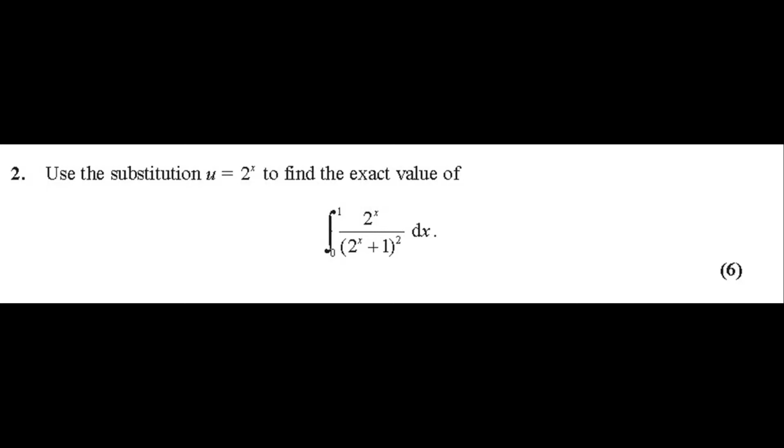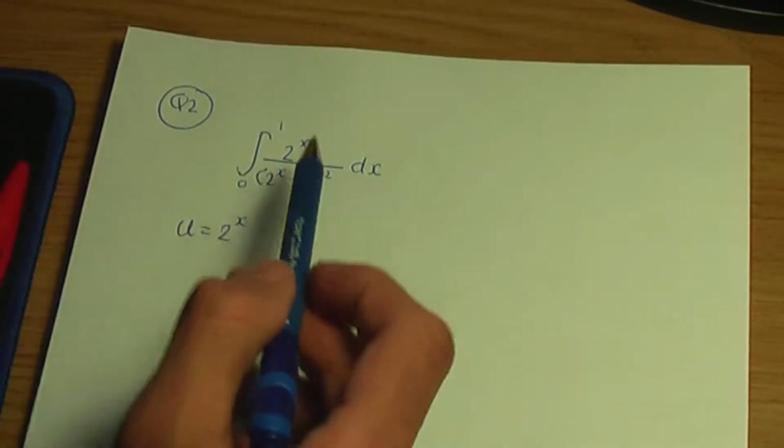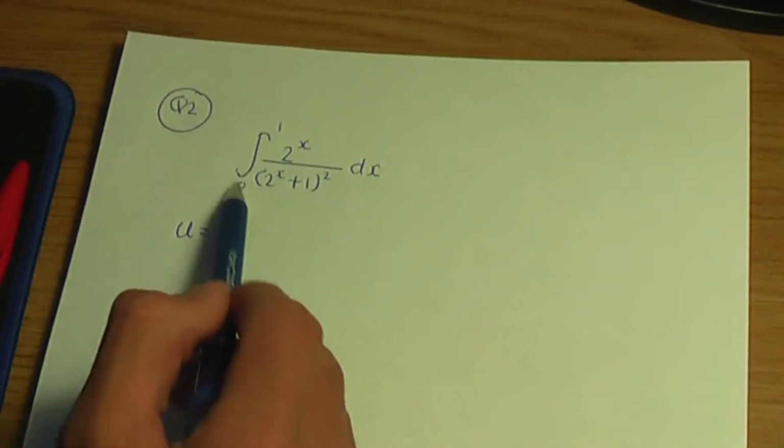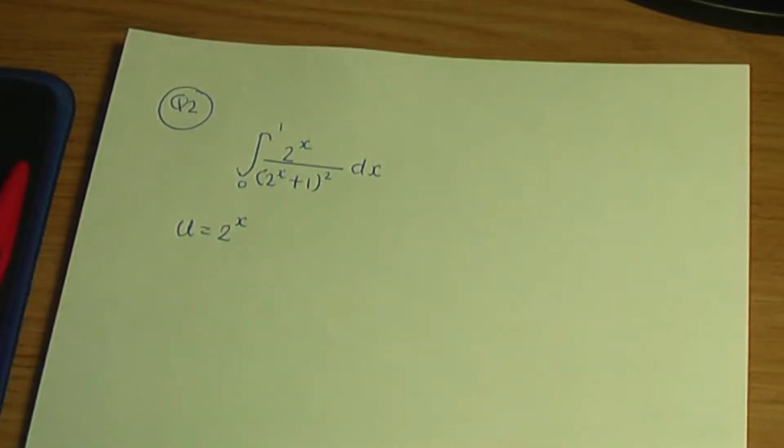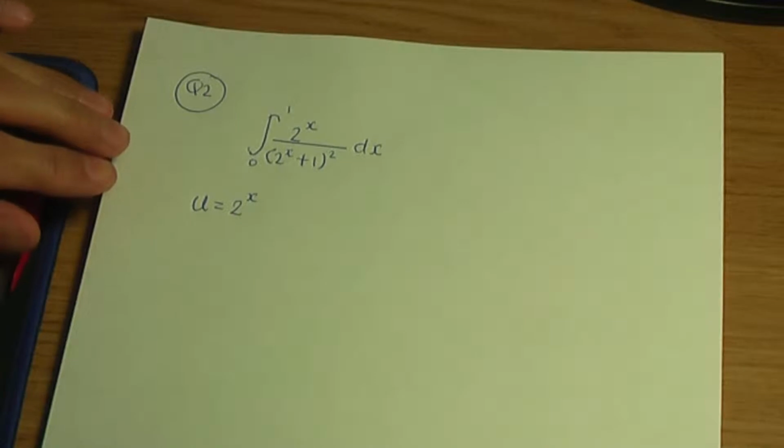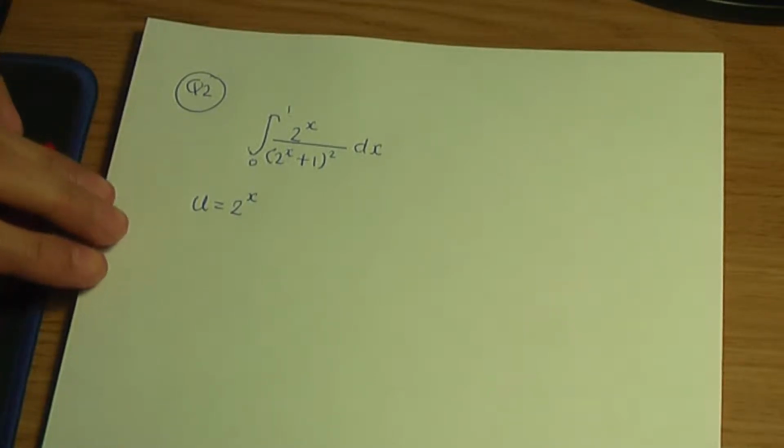Let's go back to the paper and pen. Now here's the integral that we need to calculate using this substitution u equals 2 to the power of x. If you're unaware of the method of substitution, I have created videos on substitution and I'll provide links to those videos in the description below. Let's go through the method of substitution with this example though.